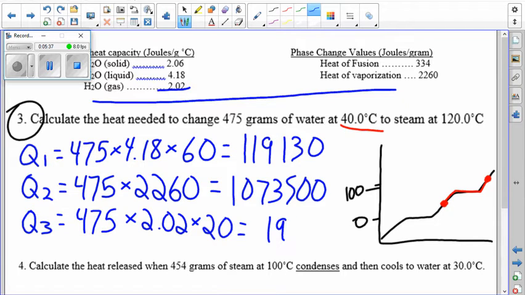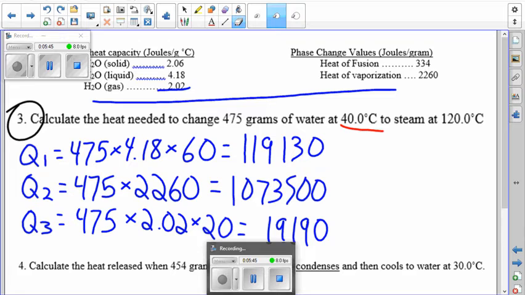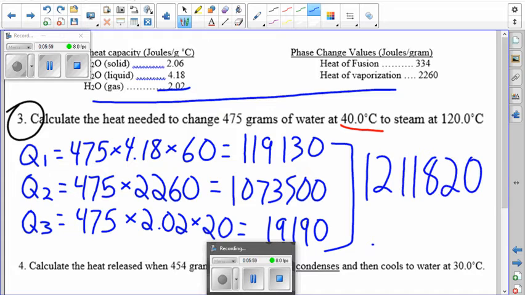19,190. All right. So those are our 3 Qs. I'm going to go ahead and erase my little graph just because I need the space. What do those add up to be total? 1,111,820. That's it? Units? Joules per gram.